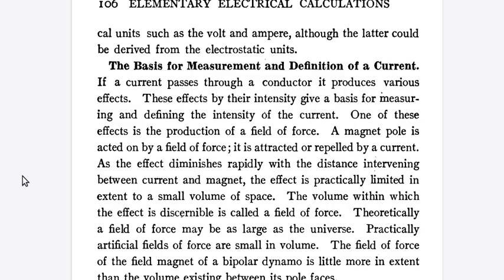The field of force of the field magnet of a bipolar dynamo is little more in extent than the volume existing between its pole faces. The intensity of a field of force can be measured by its action on a magnet pole of known strength. A unit magnet pole is one of such strength that it will attract or repel another unit pole at a distance of 1 centimeter with a force of 1 dyne.